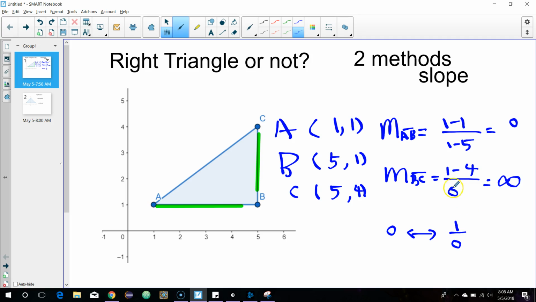So this is definitely a right angle triangle. It may not be the most perfect example because the 0 and infinity kind of throw us off, but it's also a good reminder. For a horizontal line, the slope is 0. For a vertical line, the slope is actually infinity or undefined. That way, they pair up as the 90 degrees.